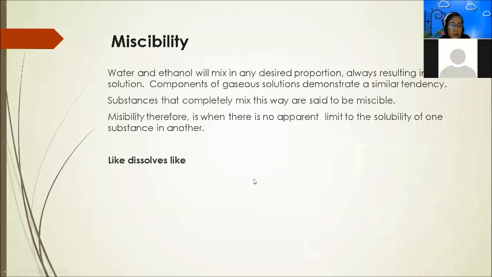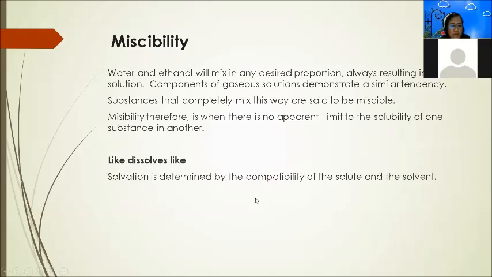Next. Okay. So, like dissolves like. Ano yung ibig sabihin niyang like dissolves like? Solvation is determined by the compatibility of the solute and the solvent. Kanina, sabi natin, salt dissolves in water because salt dissociates into ions in water, resulting into a sodium ion being surrounded by what? Water molecules, and chloride ions being surrounded by water molecules also. Why?